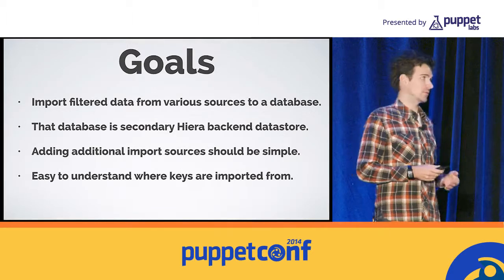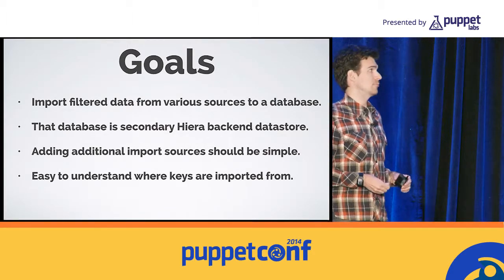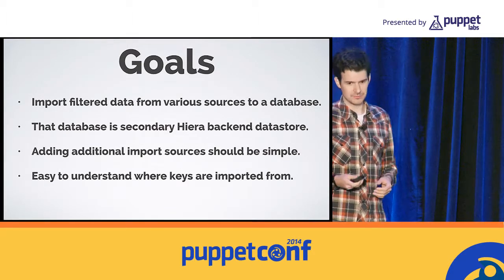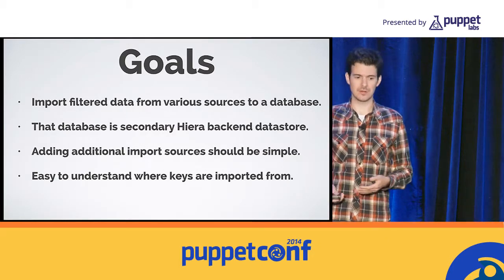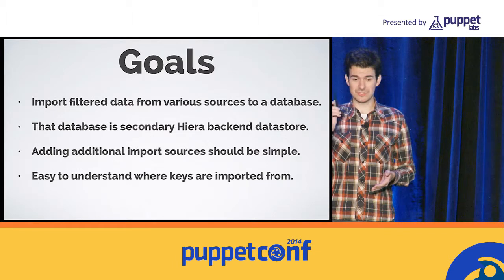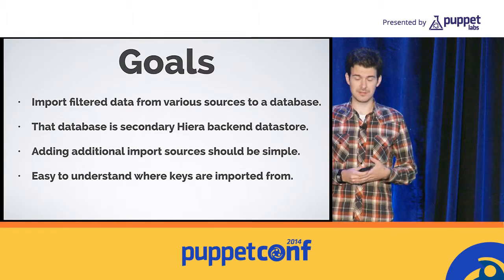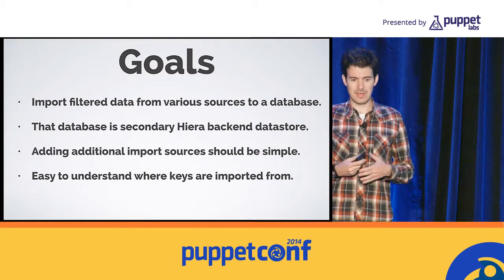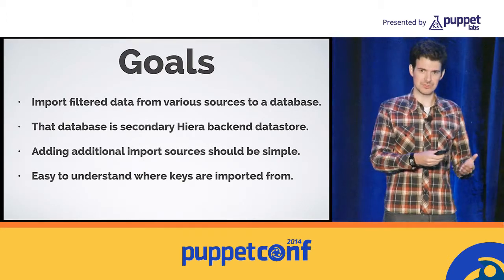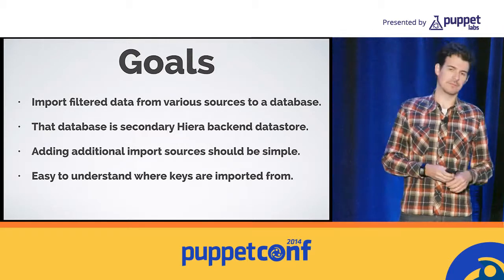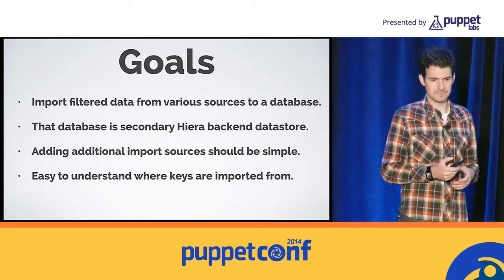We came up with these goals for it, right? Import filtered data from various sources to a database. The database is a secondary Hiera backend data store. Adding additional import sources should be simple, and that's a key one, and I'll review that with you quickly. And most importantly, it must be easy to understand where the keys are being imported from. Because as we add those additional sources, keys will be imported, and we don't know what's going where.